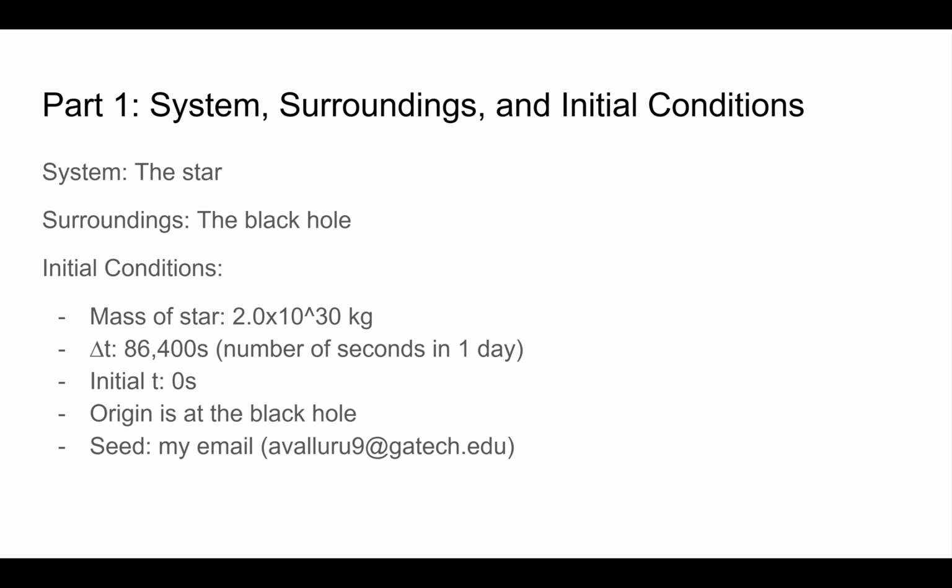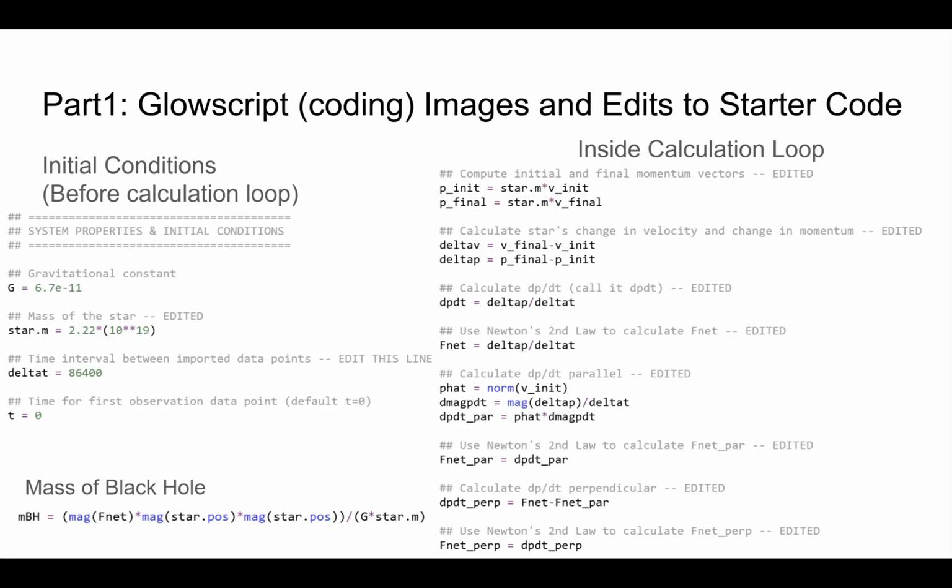So this is what the code looks like. On the left, you can see the initial conditions and the formula for the mass of the black hole, which is based off of the force due to gravity formula. Initial and final momentum are the mass of the star times initial and final velocity. Delta V equals V final minus V initial. Delta P equals P final minus P initial. dP dt equals delta P over delta T. F net equals delta P over delta T.